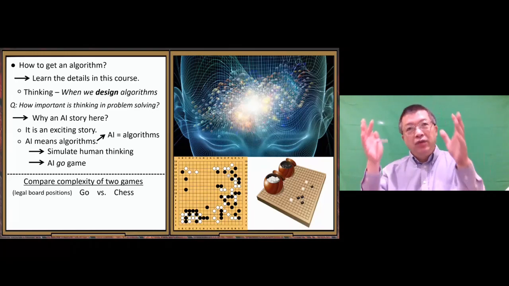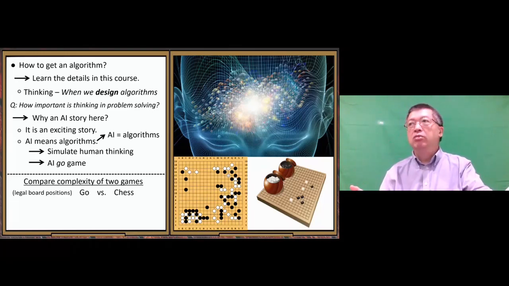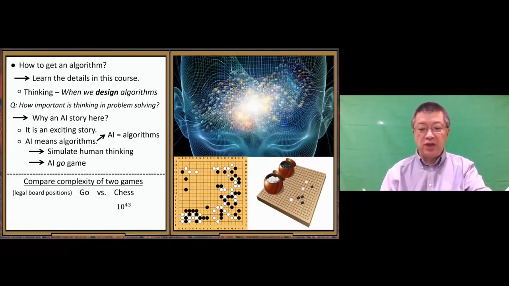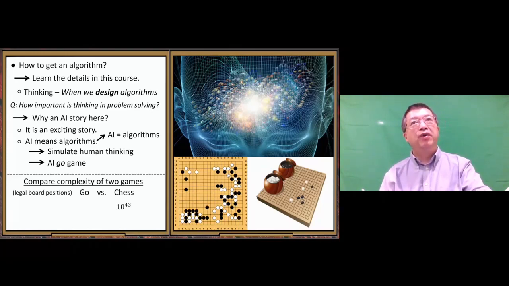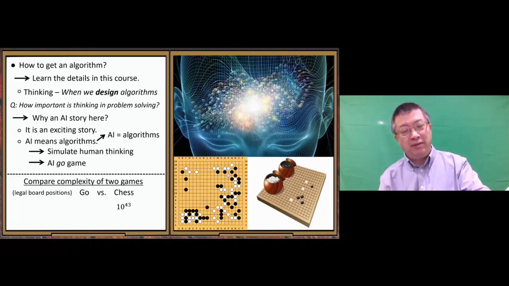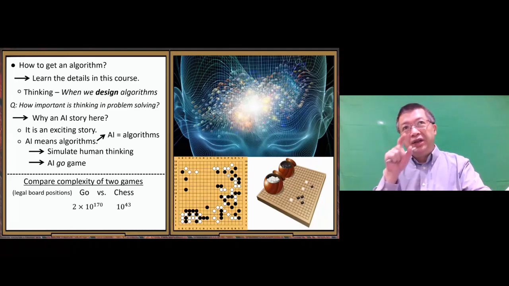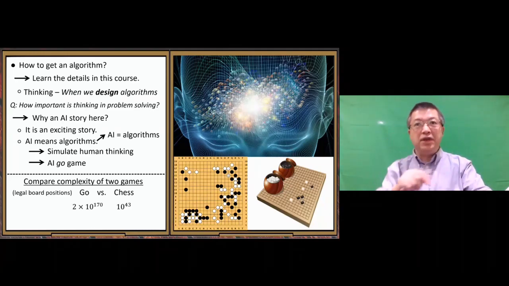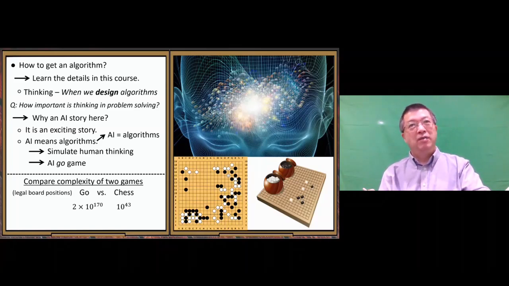After we do that, if we only look at the legal board positions for chess, there are 10 to the 43rd power, this big number of legal positions. How about the Go game? 2 times 10 to the 170. This huge number. How much bigger? You can take the ratio, but you cannot imagine how much bigger it is.